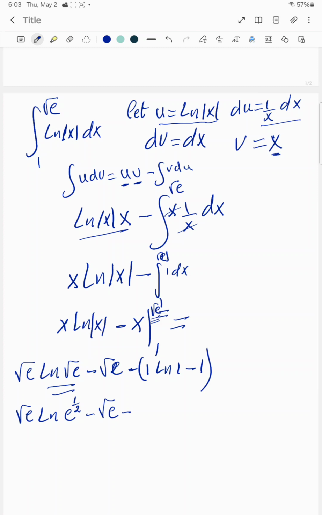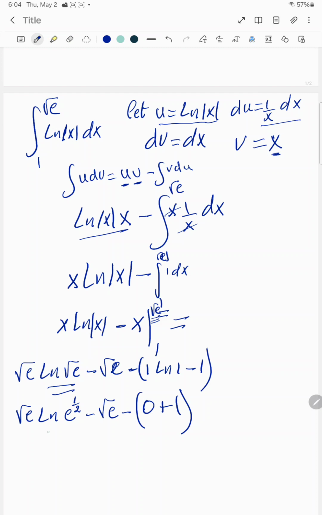There are two things that I need you to know by heart. ln of e is equal to 1 and ln of 1 is equal to 0. So minus ln of 1 is 0 times 1 is 0, and minus times minus is equal to plus 1. I don't want you to think this is equal. I will take it out.